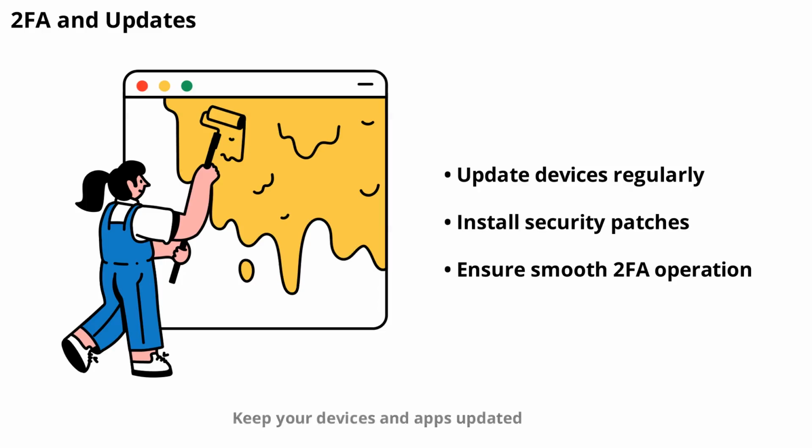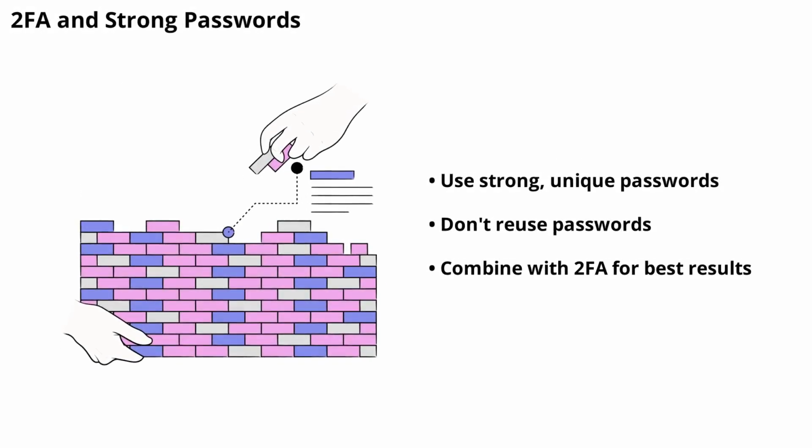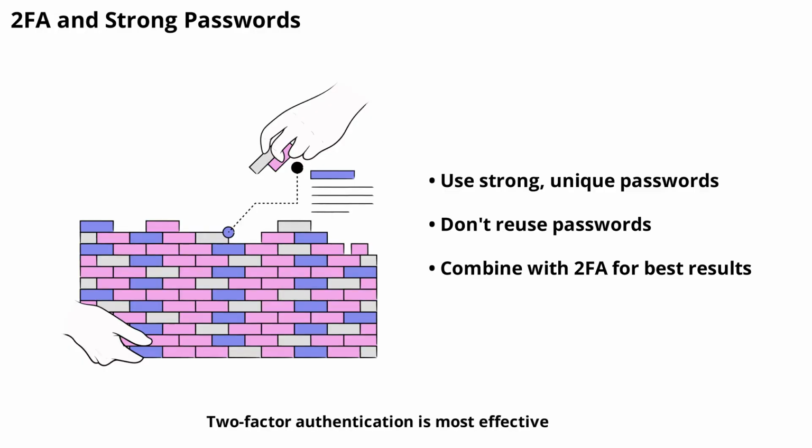Keep your devices and apps updated to ensure your two-factor authentication works smoothly. Updates often include important security patches that protect against new threats. Make it a habit to check for updates regularly. Two-factor authentication is most effective when combined with a strong, unique password. Avoid using easily guessed passwords or reusing passwords from other accounts. A strong password and 2FA together provide the best protection for your social security account.